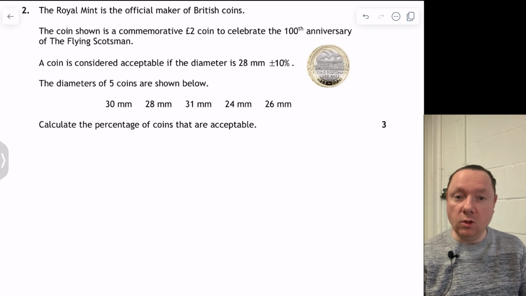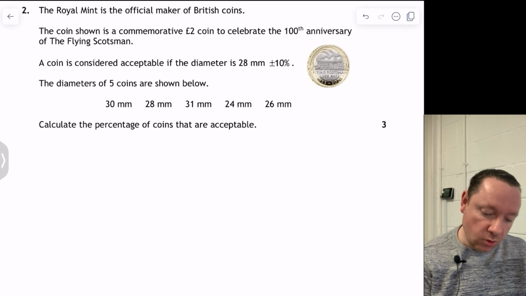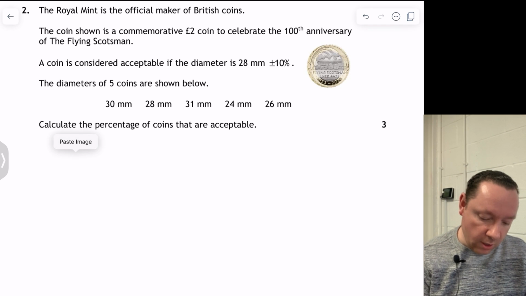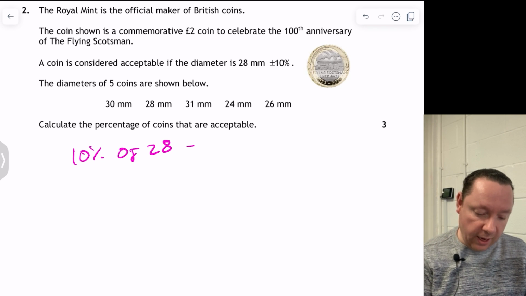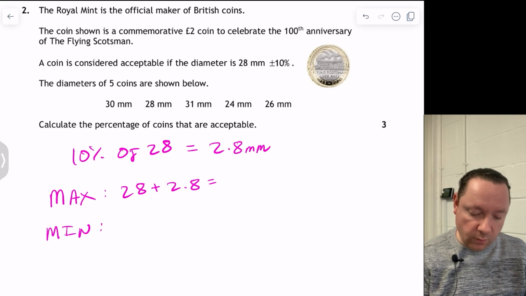So step 1 is always work out your max and min and write it down. I've got 10%, so I need to do 10% of 28. To do 10%, divide by 10, so that is 2.8mm. So for my max and min acceptable, I need to do 28 plus 2.8, so that's 28, 29, 30.8mm. And my min, I need to do 28 minus 2.8.